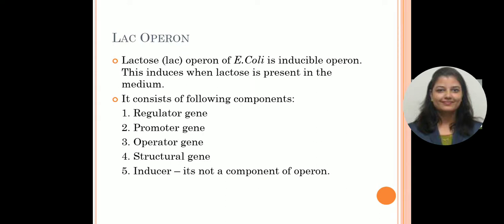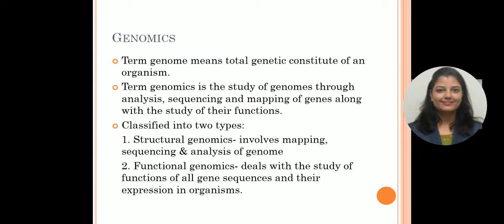It is a chemical in the cytoplasm, also known as allolactose, which inactivates the repressor. When the lac operon is switched on, the inducer joins with the repressor protein, preventing the binding of the repressor to the operator gene. So these are all important components of the lac operon.